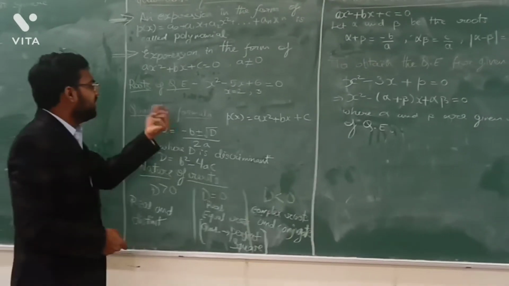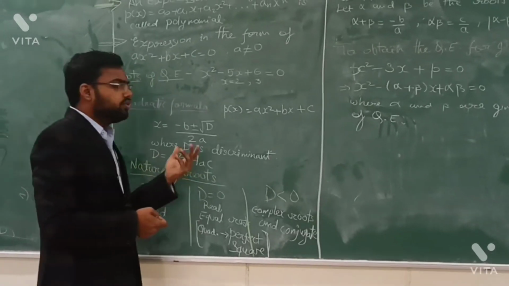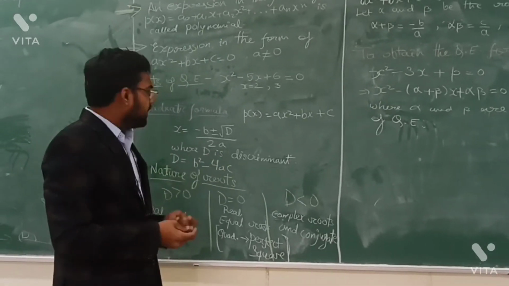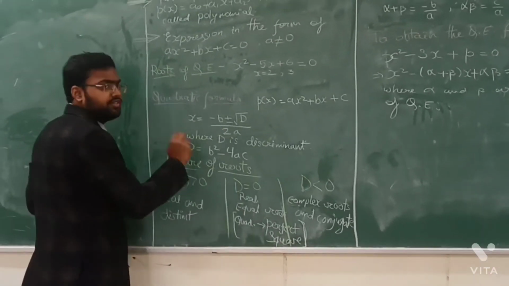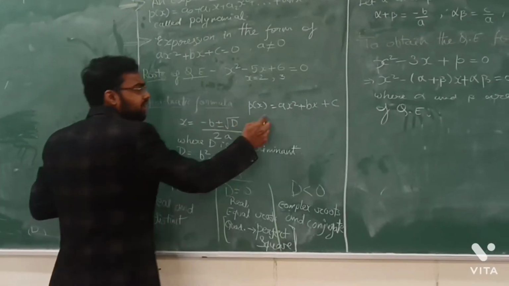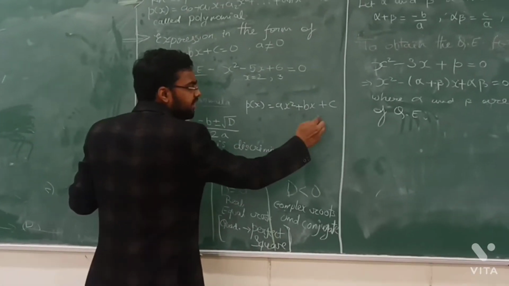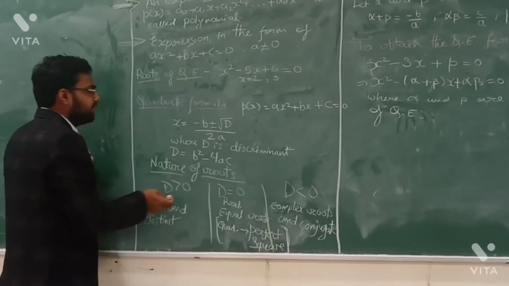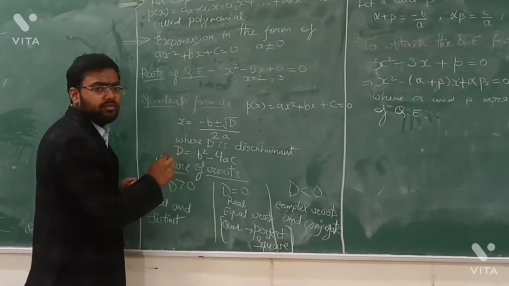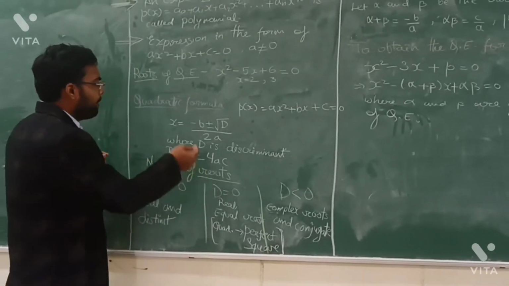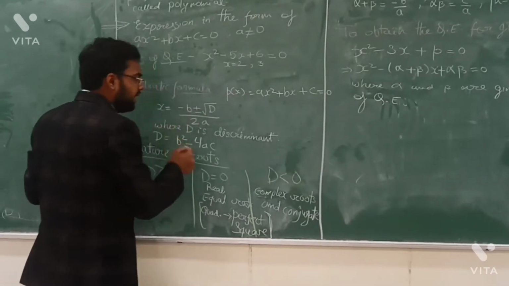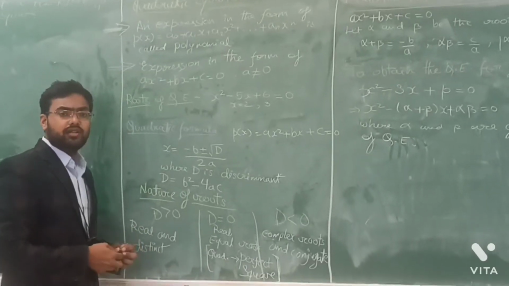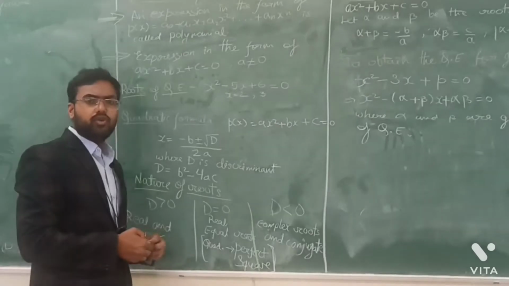Now, the quadratic formula. The quadratic formula is used to find the roots of the quadratic equation. This formula is also known as Sridharacharya formula. If our quadratic equation is ax² + bx + c = 0, then x = (-b ± √D) / 2a, where b is the coefficient of x, a is the coefficient of x², and D is the discriminant, where D = b² - 4ac.